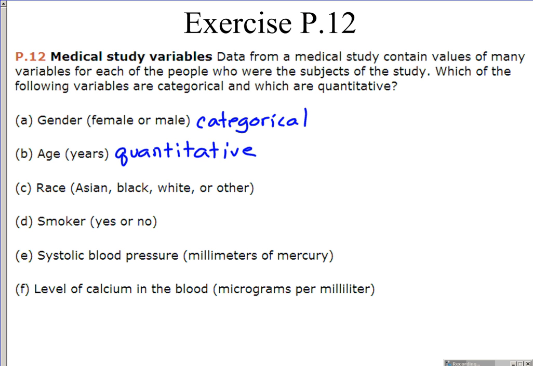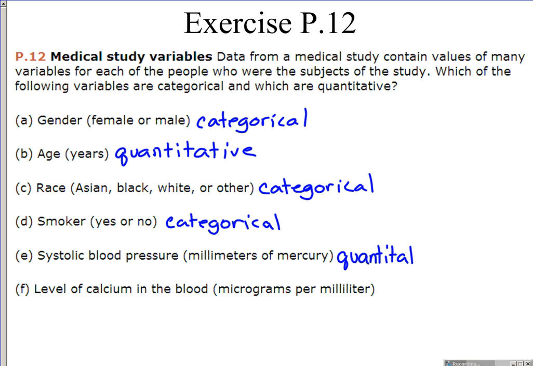Your race, whether you're Asian, black, white, or other, putting you into a category, is a categorical variable. Whether or not you smoke, categorical variable, you would answer either yes or no. Systolic blood pressure, measured in millimeters of mercury. That would be a numeric value, so that's quantitative. And level of calcium in the blood in micrograms per milliliter is also quantitative.